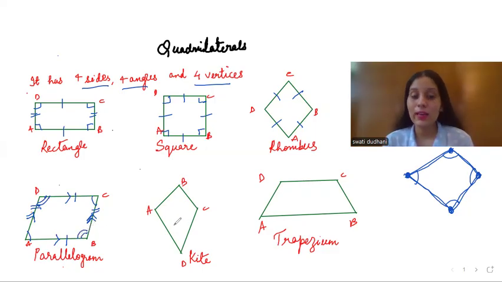Now next is a kite. So kite, if we see, the adjacent sides are equal. Here AB and BC are equal. Similarly AD and DC are equal. The adjacent sides are equal. And next, a trapezium. Trapezium, as we know, has one pair of opposite sides parallel, not both. Just one pair is parallel to each other. So these are some quadrilaterals, four-sided figures. I think I've covered all.